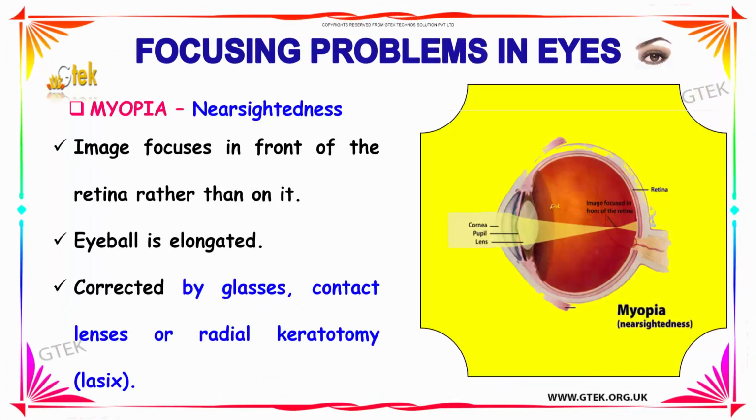Next, we have myopia, which is nothing but nearsightedness. The image focusing in front of the retina rather than on it is the situation that happens in myopia. Simply to say, a person can clearly see the things that are near to him, and the things that are farther from him are not visible clearly. So that is the case in myopia. In myopia, your eyeball will be elongated. It can be corrected by using glasses, contact lenses, or radial keratotomy, that is LASIK.